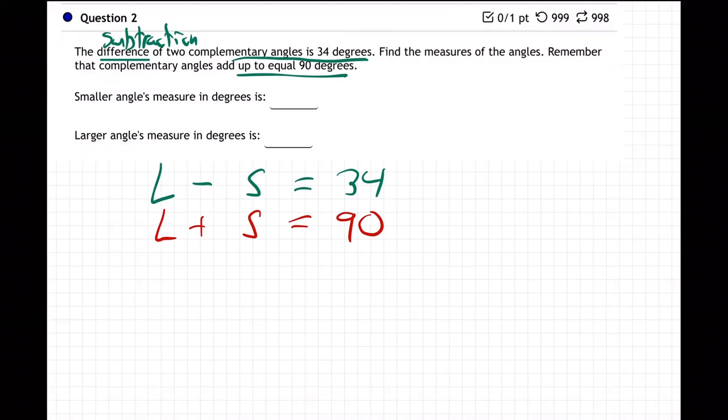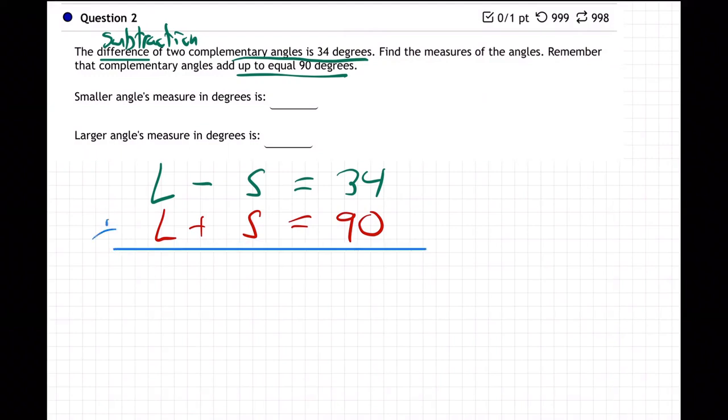Well, you remember we have two methods. Well, really we have three. We could graph them, but nobody wants to graph them. We have two methods. We can either plug one equation into the other. That's called the substitution method. Or you can do the addition method. I think I'm going to do the addition method this time, where we just add them up.